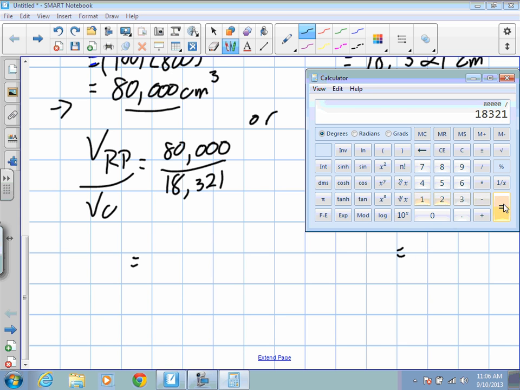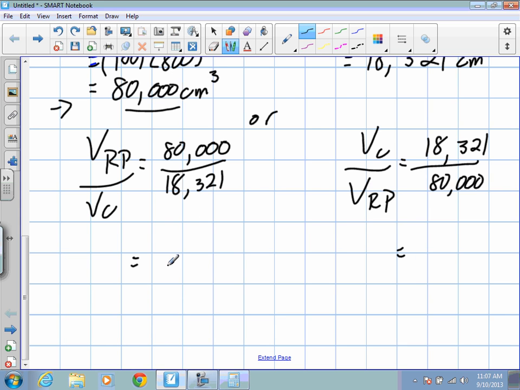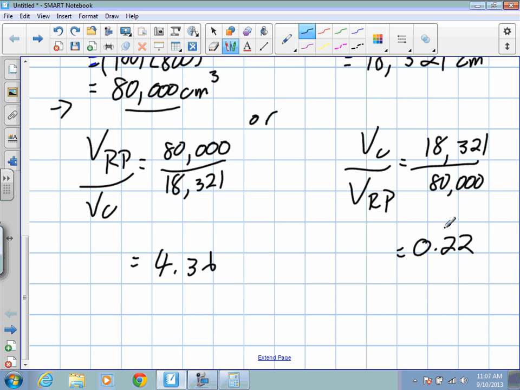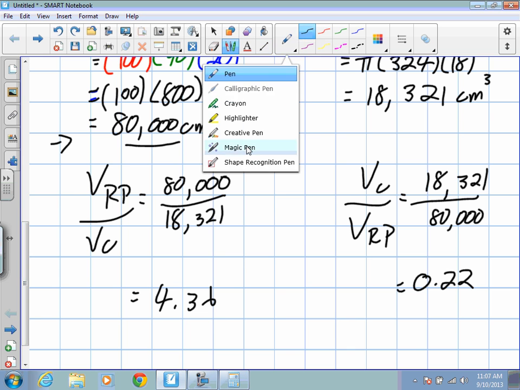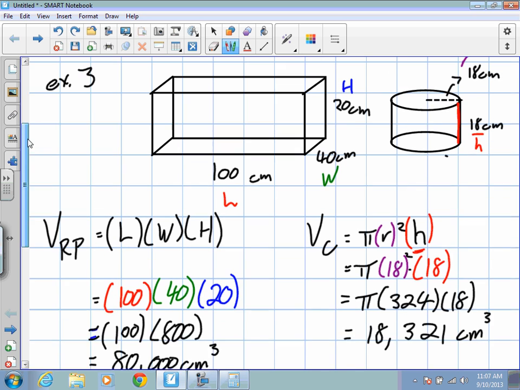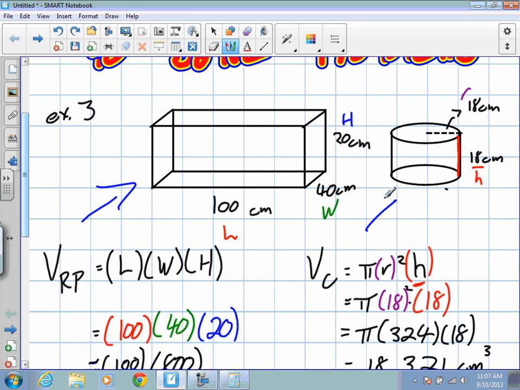4.36. Okay. That could make sense. Let's try the other one. 18,321 divided by 80,000 gives us 0.22. Okay, 0.22. So let's make sense of this first of all. Do we think that I only need a fifth, or 0.22, roughly a fifth of a bag? Which is larger? Is our planter larger or is our cylinder larger? The planter's larger. So would I only need a fifth of this in order to fill that thing? No. So we know our second option, even though maybe we didn't know which one to use, we know this one is illogical. This makes no sense.